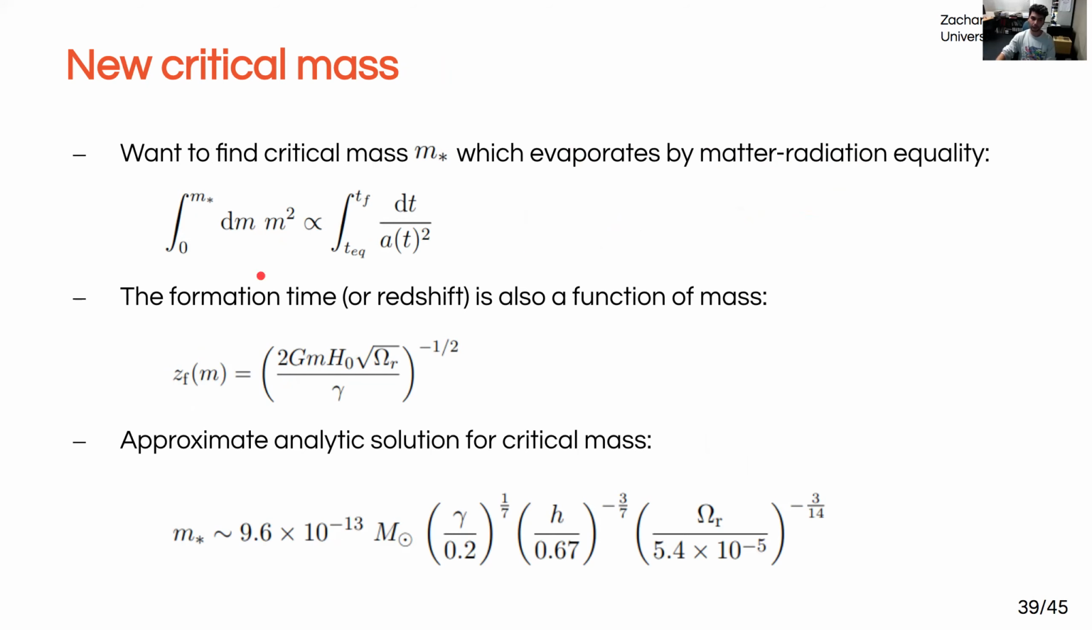So to do this, you just have to separate the differential equation. It's relatively straightforward. And of course, keep in mind that the formation time of these black holes is mass dependent, because it's when the mass equals the horizon size. If you properly solve this, you'll find that the critical mass sits at around 10^-12 solar masses, which is pretty much right at the upper end of the asteroid mass range, which is very exciting.